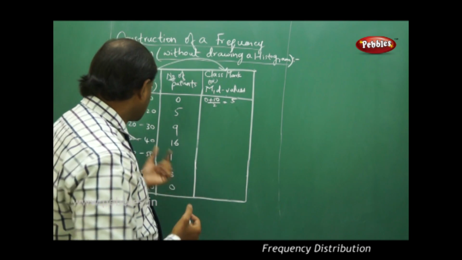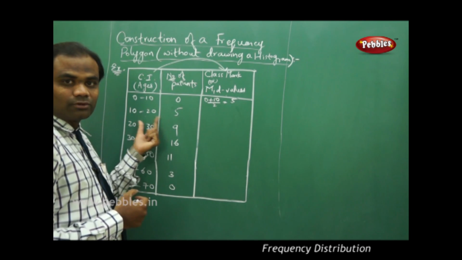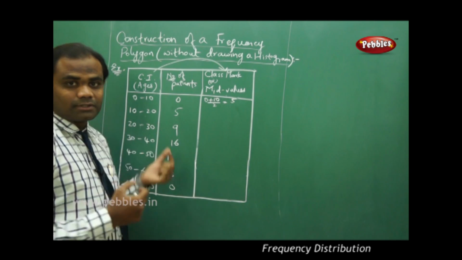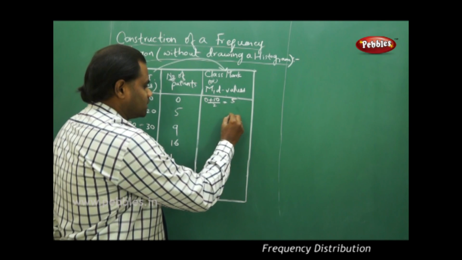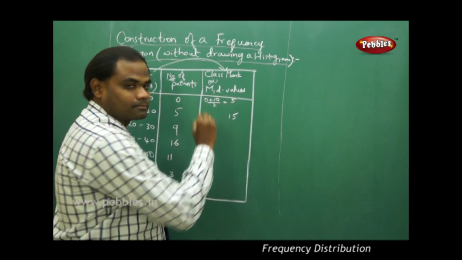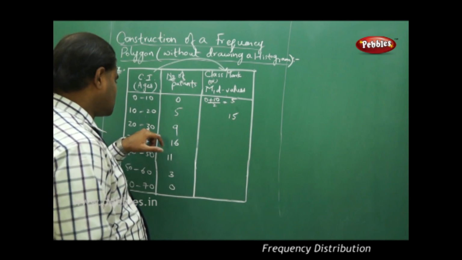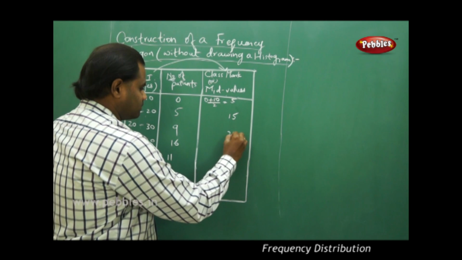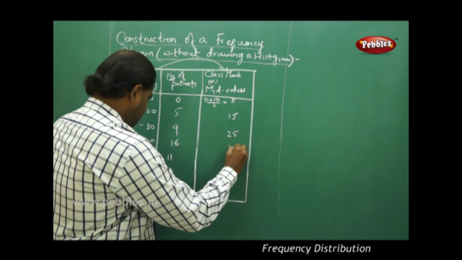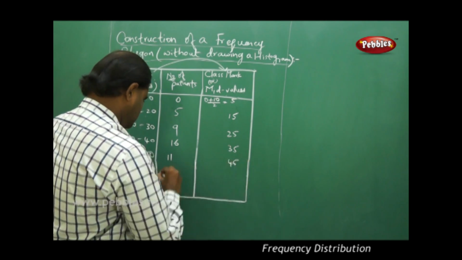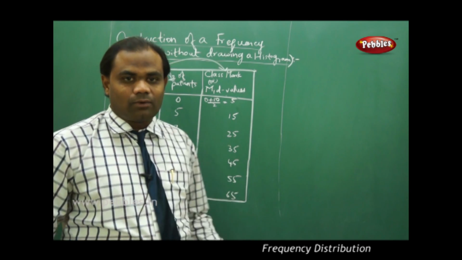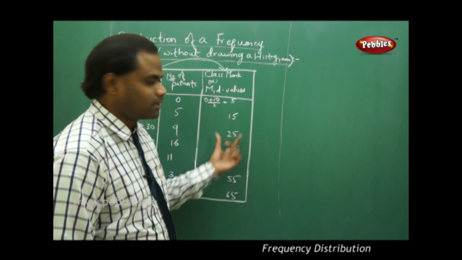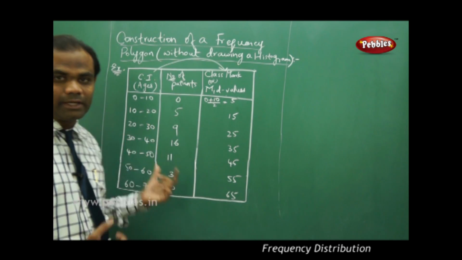Similarly, for the age group of 10 to 20, 10 plus 20, which is 30, divided by 2 is 15. So my mid value can be taken here as 15. Similarly, I get the mid values as 25, 35, 45, 55, and 65. This is how I obtain the mid values for each of the respective class intervals, or ages.